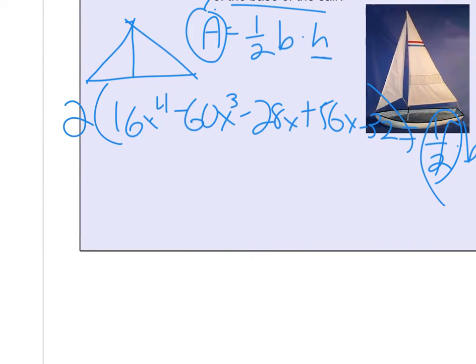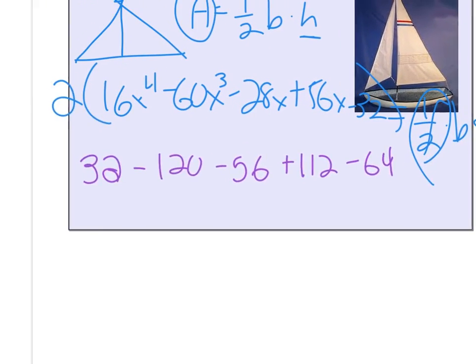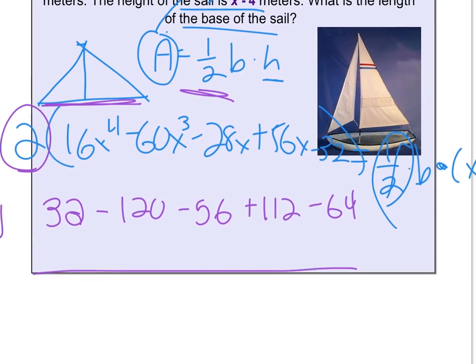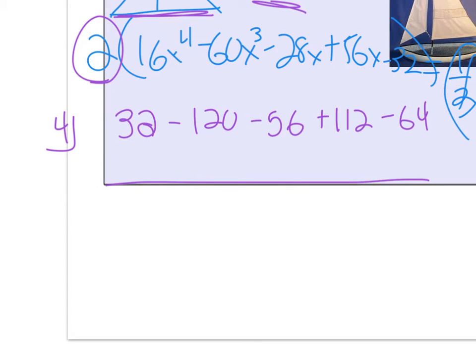So now when I'm starting off my synthetic, I actually want to do this, 32. Then I want to take a negative 120. Then I want to take a negative 56. I want to take a positive 112. I want to take a negative 64. And I actually want to take 4, and I want to run that through it. Why did I double it? Because it's a triangle and I had to get rid of this 1/2, so I do it by multiplying both sides by 2. So now let's get after this.